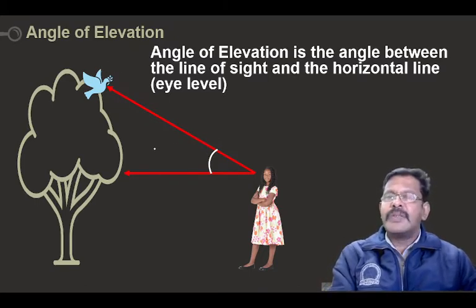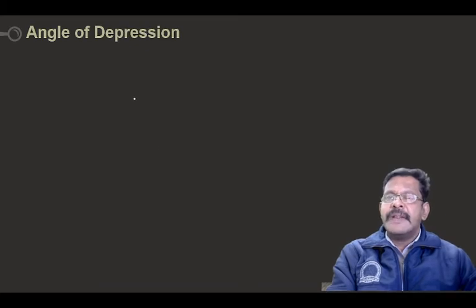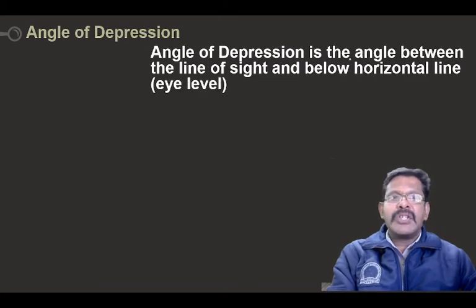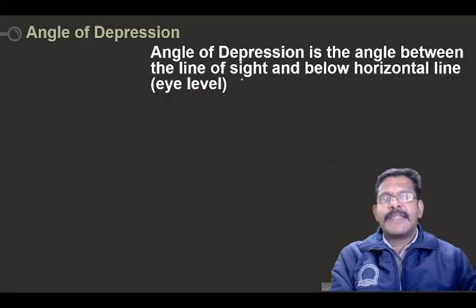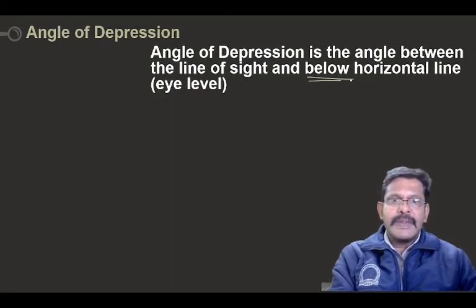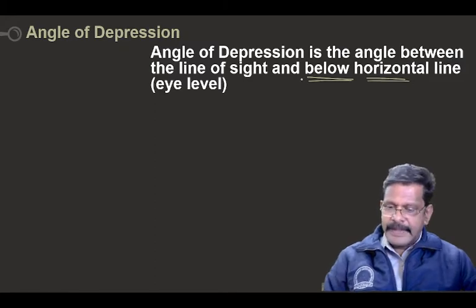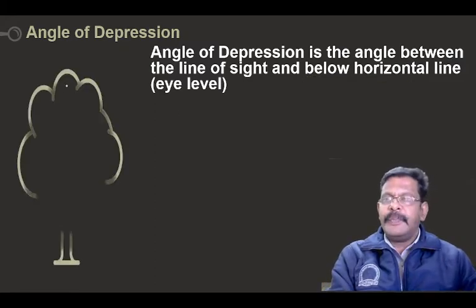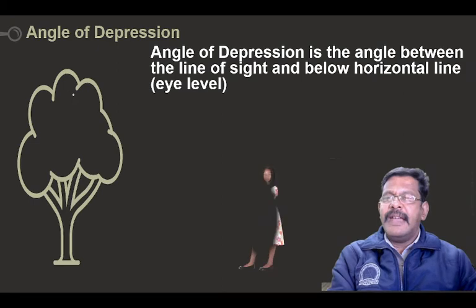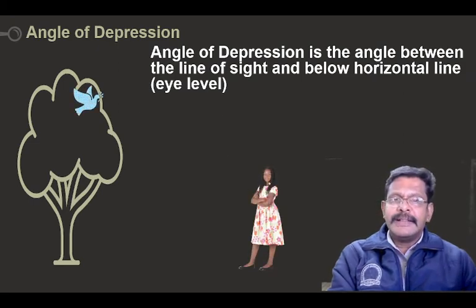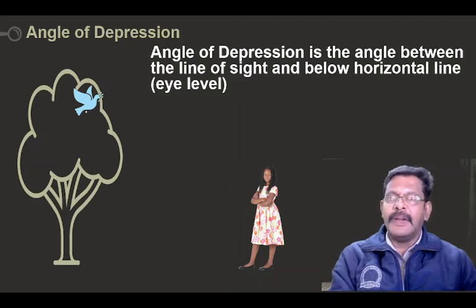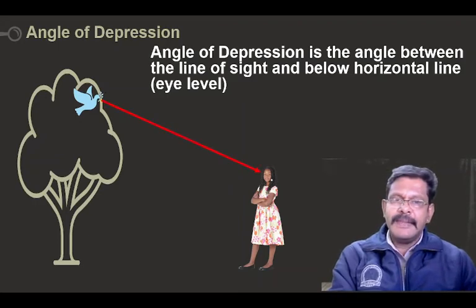Similarly, what happens with the angle of depression here? The angle of depression is the angle between the line of sight and the horizontal line, below it. This is what is important: below the horizontal line. Now we'll go for the same example here. There is a tree and there is a girl and a bird. Now the bird is seeing the girl, for example. So from the top it is seeing the girl.